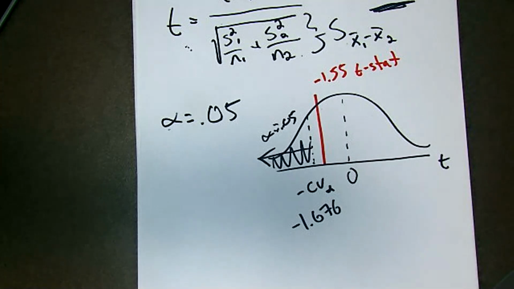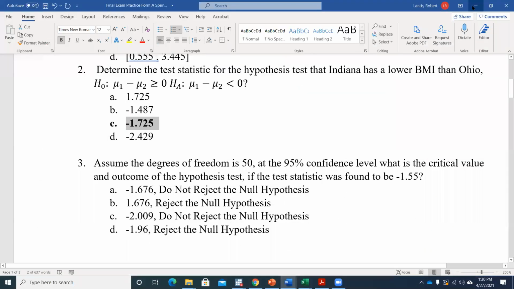Or I always just say more extreme, or larger in absolute value. It's not here, right? It just fell short. So at the 95% confidence level, that critical value is negative 1.676, and we fail to reject, or we do not reject.